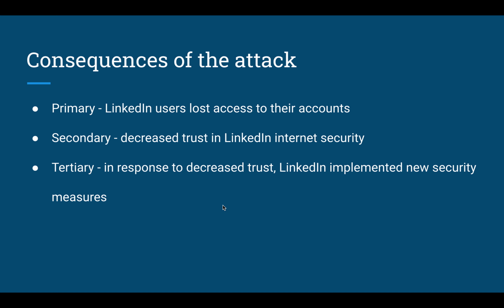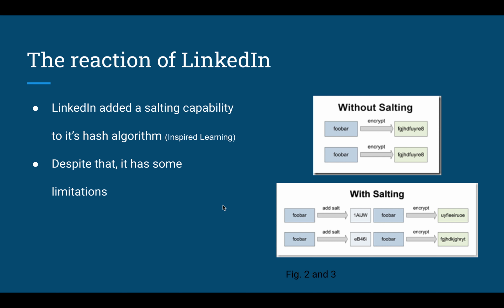The tertiary consequence. In response to reduced trust in its services and security, LinkedIn introduced new security measures in a hope to gain back some credibility. So, what was the reaction from LinkedIn? LinkedIn added a salting functionality. Password salting is a way to add an extra few bits of random data to each password before it is hashed. This makes each hash unique, even if the two passwords are the same.